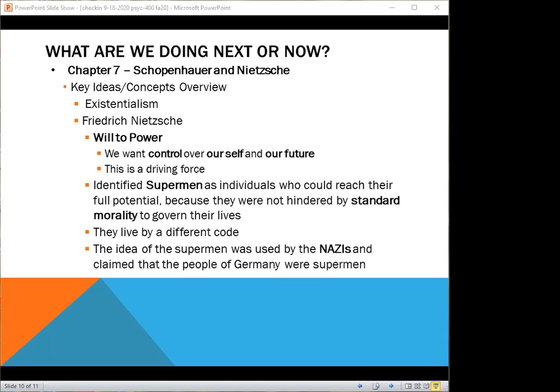Now, one of the other ideas that he offered up to us was this idea of the supermen. And the supermen were these individuals who could reach their full potential because they were not hindered by standard morality to govern their lives. Now, when I see this, I always think about other ideas of reaching our full potential. For example, we have the similar idea in self-actualization with Maslow's hierarchy of needs, where you optimize yourself, become the best version of yourself that you can be. Here, we're talking about a similar idea, but one of the things that he adds to it is that these supermen, these outstanding individuals, don't operate by the standard morality that governs the lives of other folk. And because of that, they can achieve more.